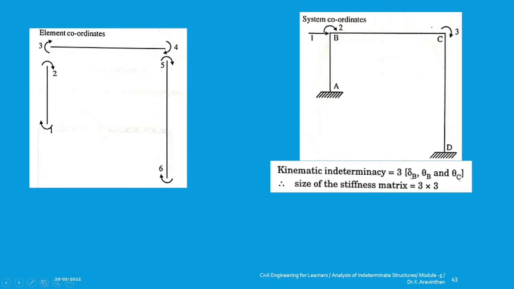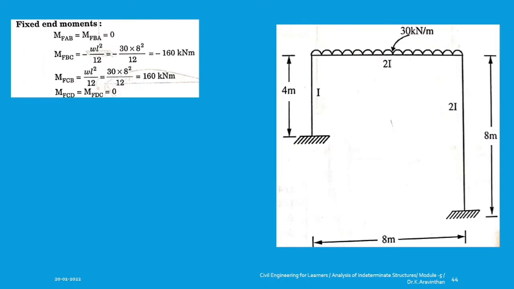Now what are they? One is deflection at B, so this is lateral deflection, the frame will be deflecting laterally, and you have theta B and theta C. Theta is rotation at joint B and rotation at joint C. So the size of the stiffness matrix will be 3 by 3. If you have 3 kinematic indeterminacies, you will be having a 3 by 3 matrix.